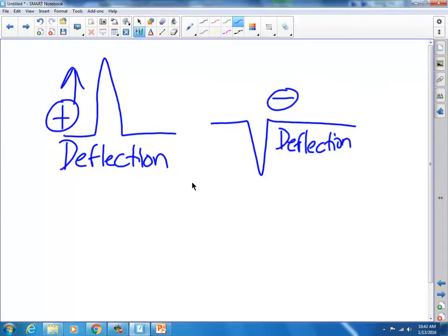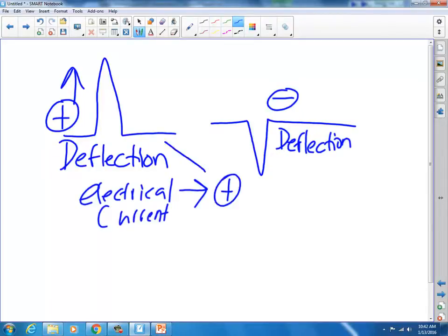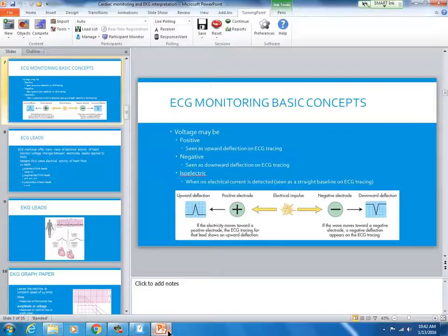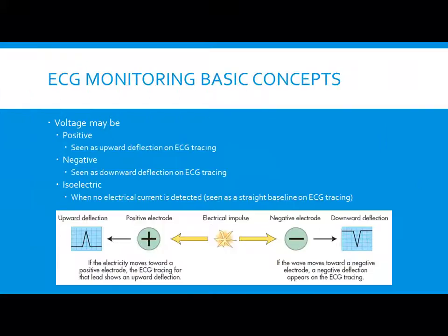But what this actually means is that if we see a positive deflection, it means that the electrical current is traveling towards the positive electrode or the positive lead. And if we see negative, that means that it is going away from the positive lead to the negative lead. All right? And that's what this shows right here. I like to write it.